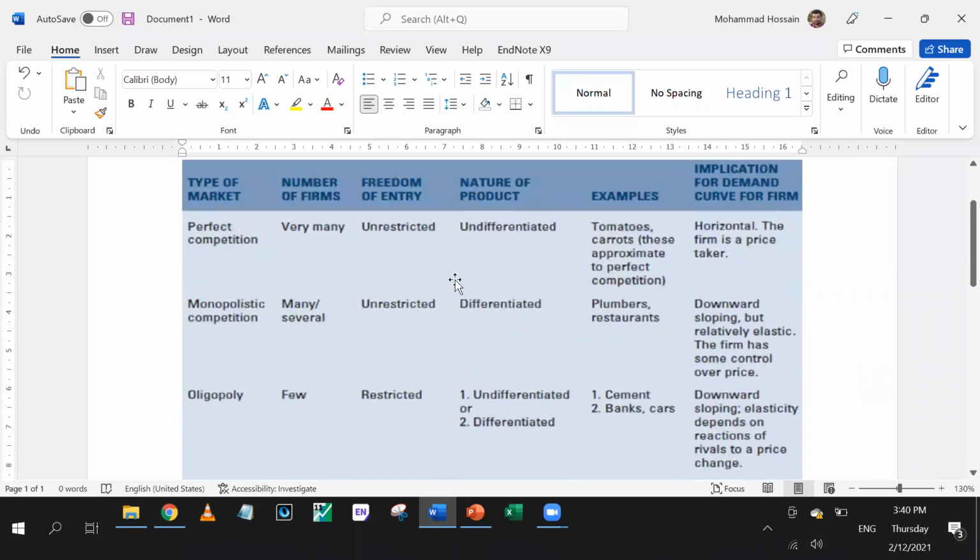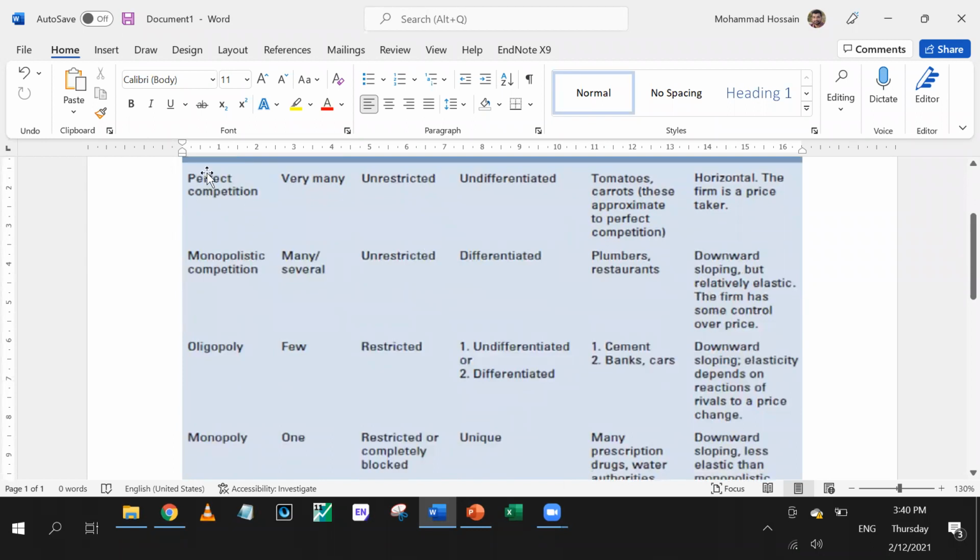We have 4 different types of market structure, showing how markets are built. One is perfect competition, then monopolistic competition, oligopoly, and monopoly. Except for the first one, perfect competition, all the others, monopolistic competition, oligopoly, monopoly, and duopoly, are imperfect competition.